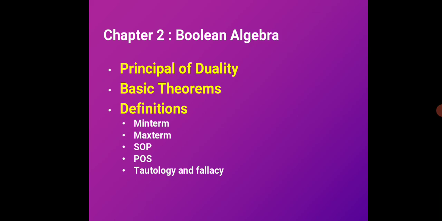Next are the basic theorems. These are the Boolean theorems: properties of zeros and ones using AND operation and OR operation, idempotence law, complement law, commutative law, involution law, associative law, distributive law, absorption law. These are the important theorems, including De Morgan's theorem. De Morgan's theorem is very important for 5 marks. Next are the definitions: minterm, maxterm, SOP, POS, tautology, and fallacy.